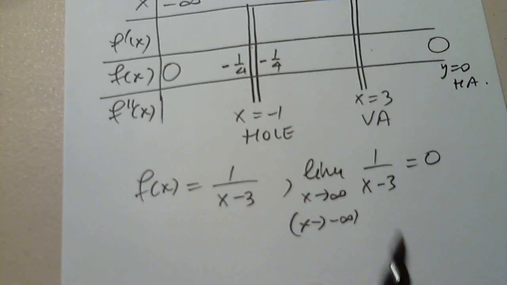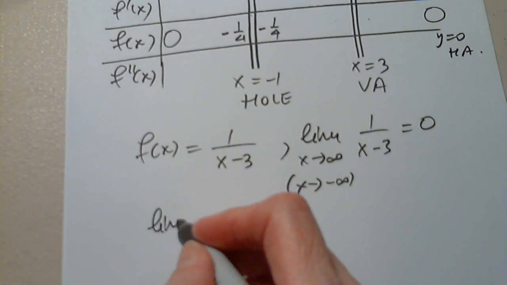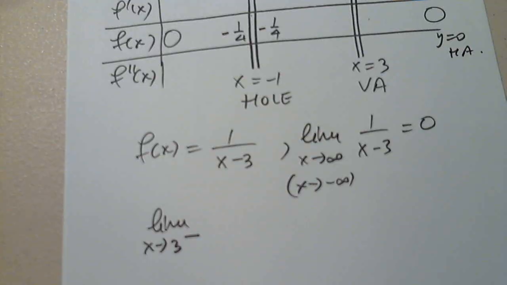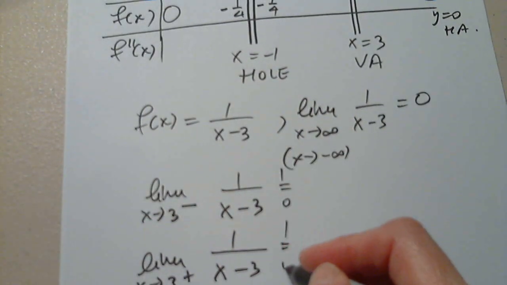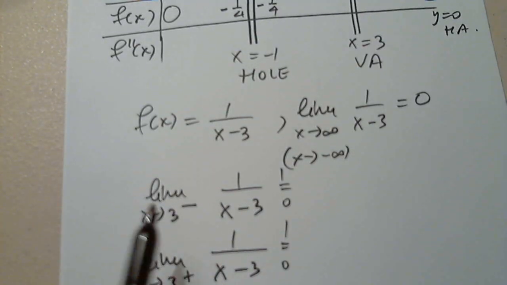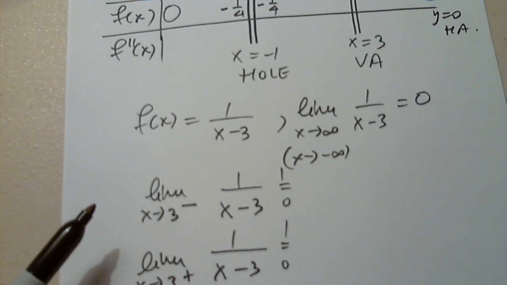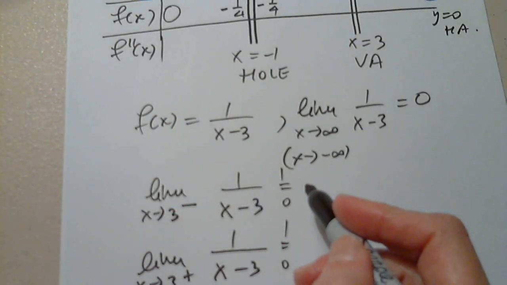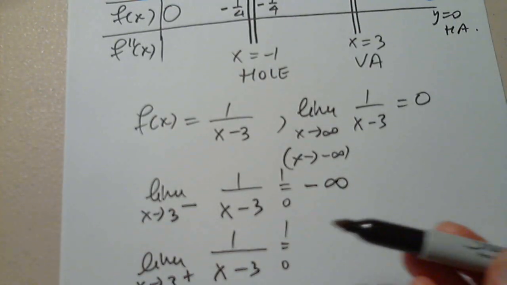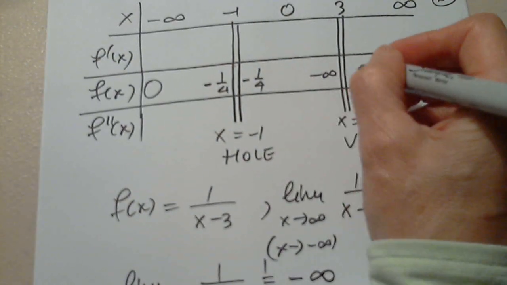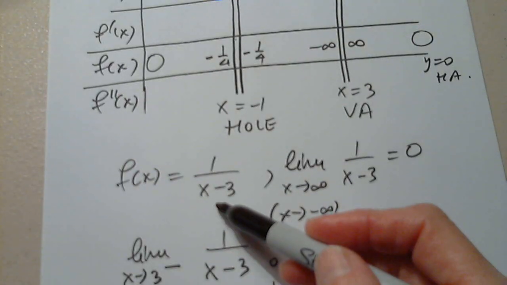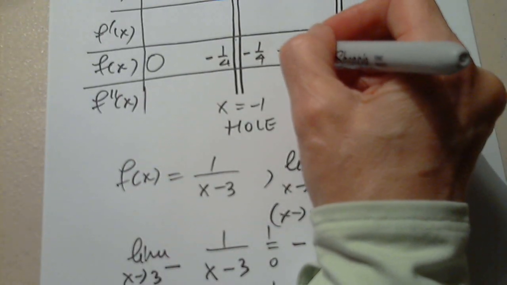Now, left and right, I have to determine limits. The limit as x approaches 3 from the left, and the limit as x approaches 3 from the right of 1 over x minus 3. I know it's 1 over 0 in both cases, but 3 from the left is 2.9, which makes this negative infinity. 3 from the right is 3.1, which makes this positive infinity. So negative infinity and infinity. And I also have to plug in 0, and I get -1/3.